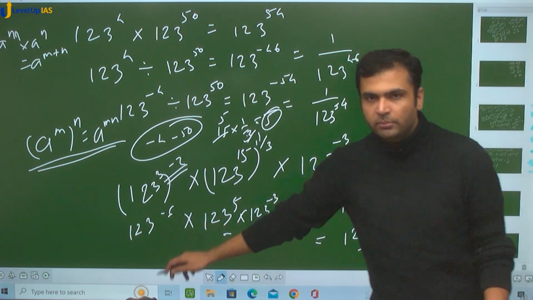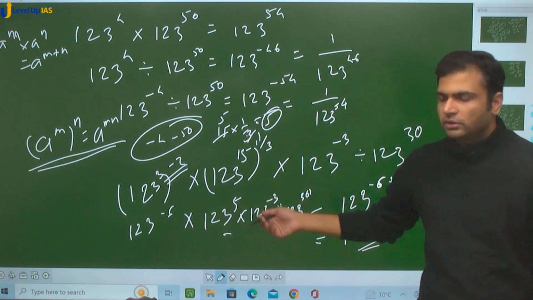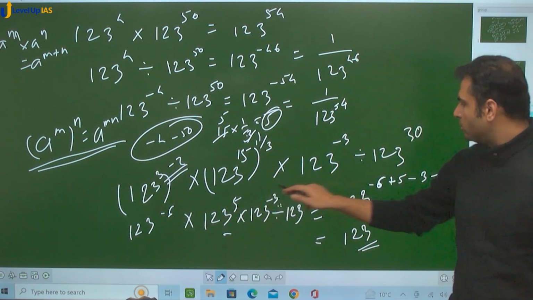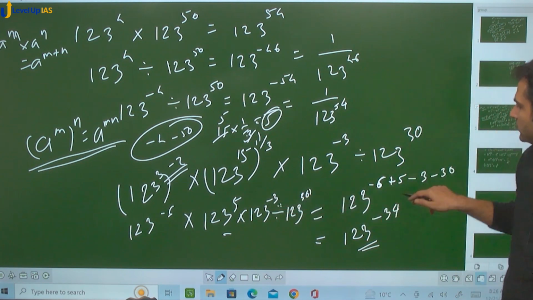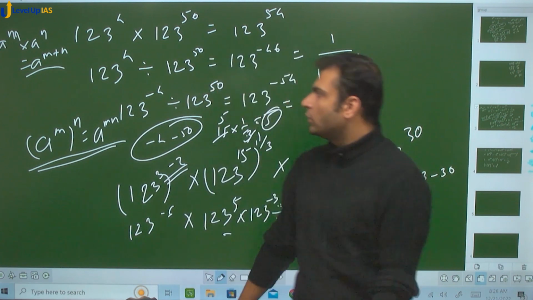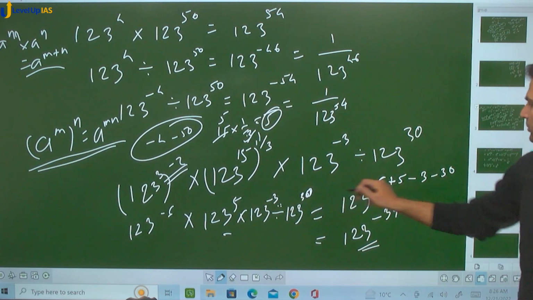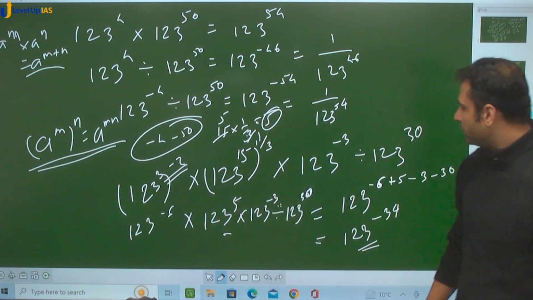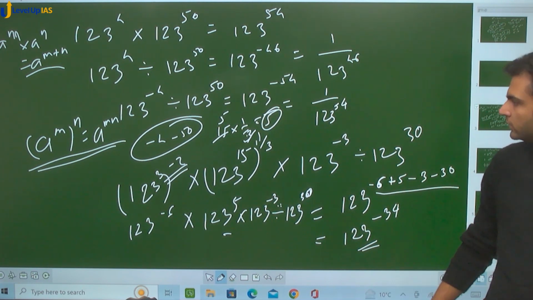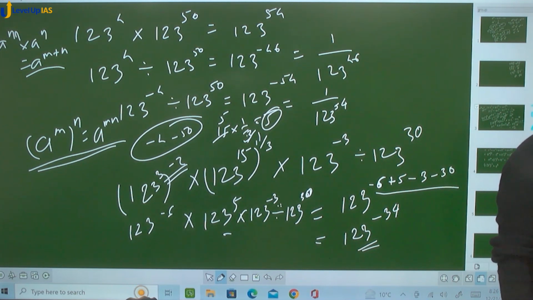And because base is same, we can just add or subtract powers according to whether we have multiplication or division. So I did that. 123 raised to minus 6 is multiplication. So first plus 5 minus 3, again in the multiplication, so we add powers using this particular property, and because this is division, we subtract power. This is 30, so we subtract 30 from whatever we have earlier. So we simply add this, it comes out to be minus 34. Answer is this. I hope it is clear now, Vivek.